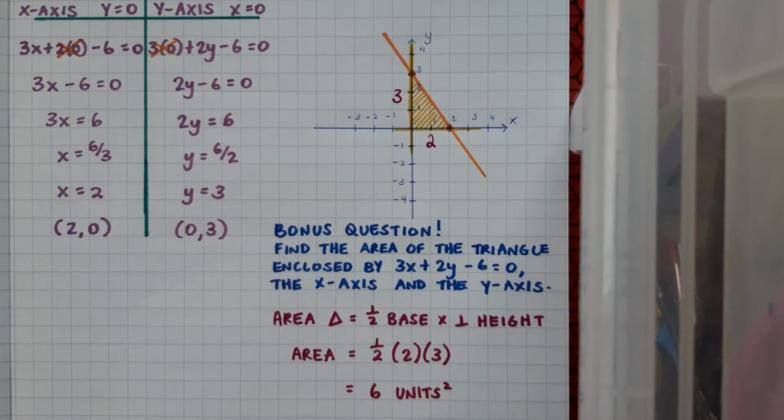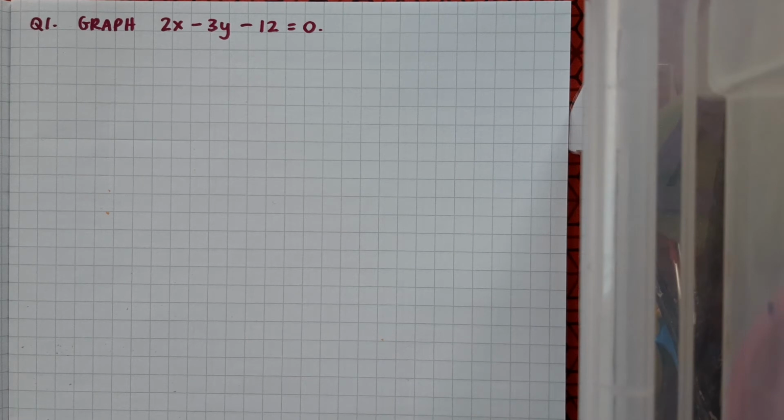Okay, so now a question for you. I want you to graph the line 2x minus 3y minus 12 equals 0. Pause the video here while you do this. Don't forget there's a couple of steps. Make your t-table, find your points, draw your graph, mark in your points and join them. And then when you've got that done, play to see if you're correct.